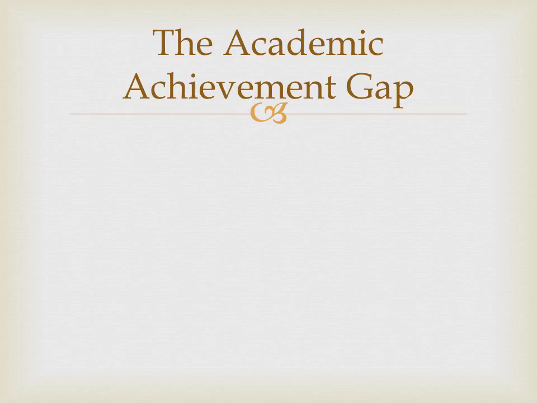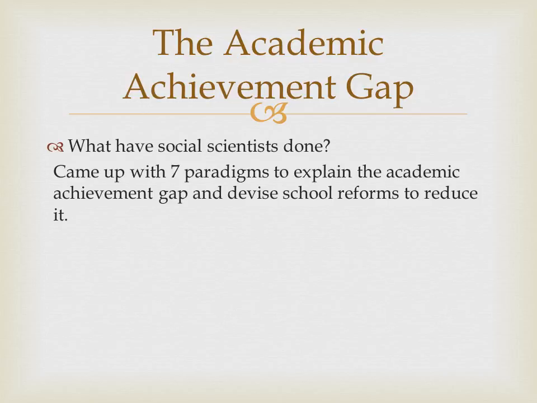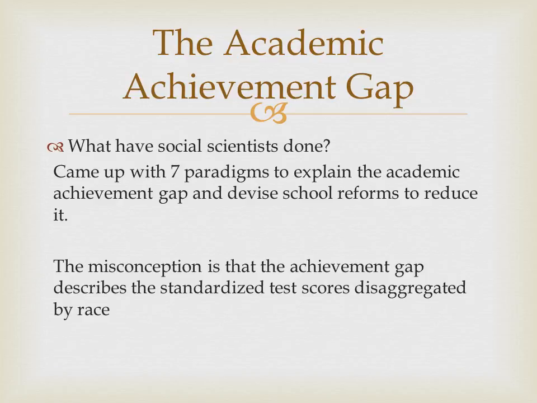The academic achievement gap. What have social scientists done? Well, they came up with 7 paradigms that explain the academic achievement gap and to devise school reforms to reduce it. The misconception is that the academic achievement gap describes the standardized test scores desegregated by race, in which we know this is not the case.